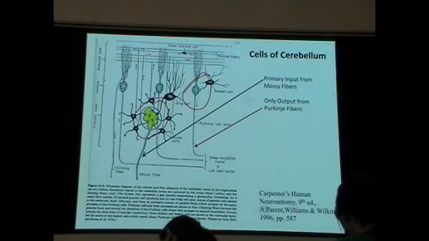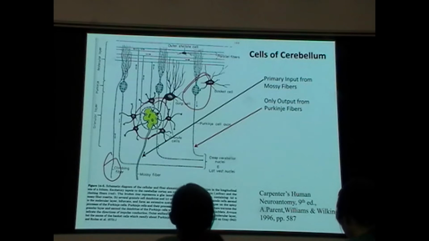There's another input out here, but it only comes from one area. And this is called climbing fibers, and it only comes from, if you remember that little bump on the side of the brainstem, the olive, or the olivary nucleus, which has to do with vestibular function. It's a relay from vestibular receptors to the cerebellum. That is the only other input cell.